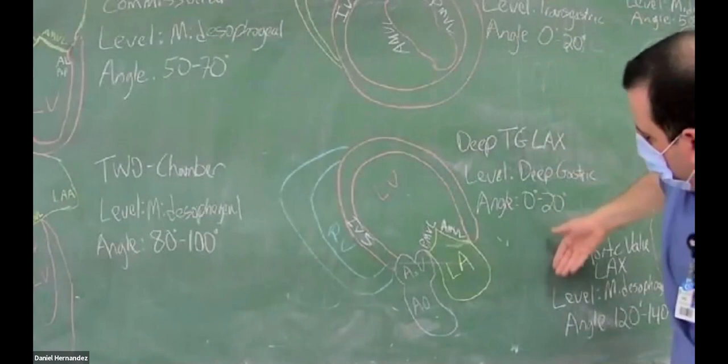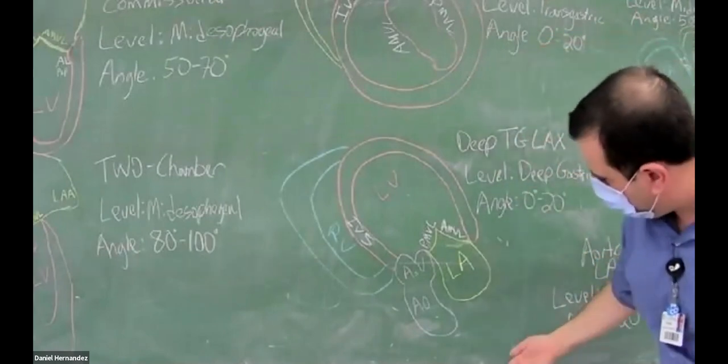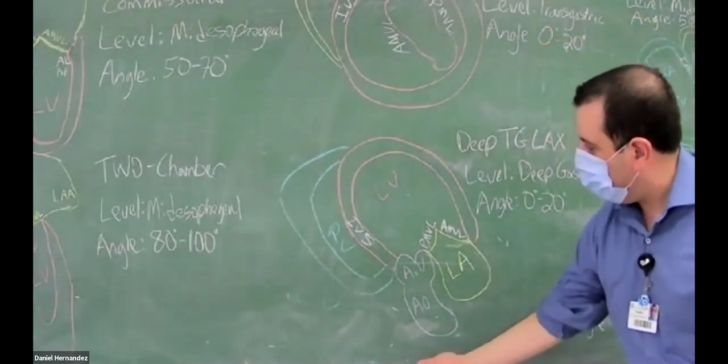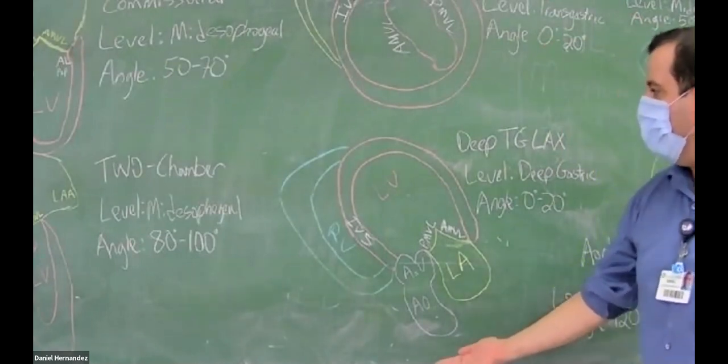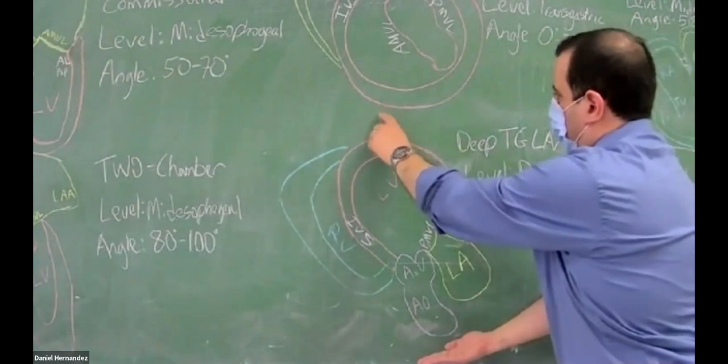So when we're deep gastric, we're really following the esophagus down and angling back up at the heart from this angle. So, you know, this is the top of our camera.